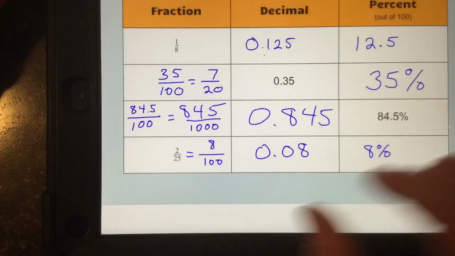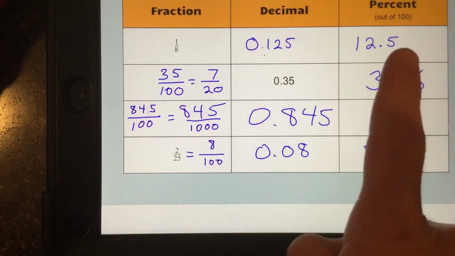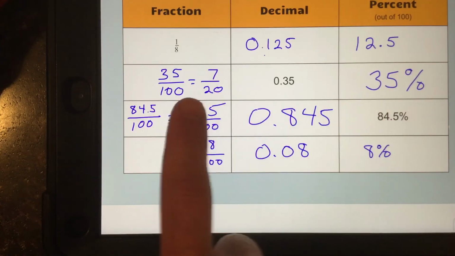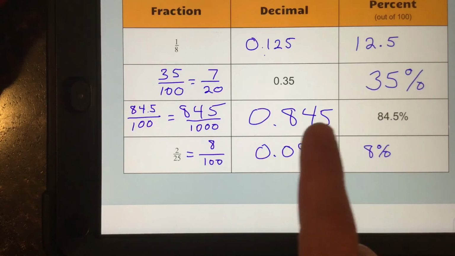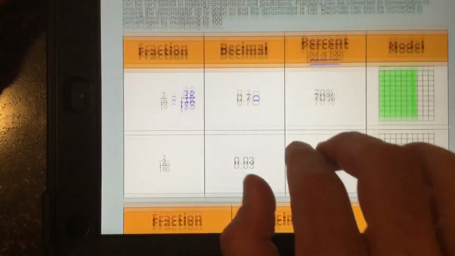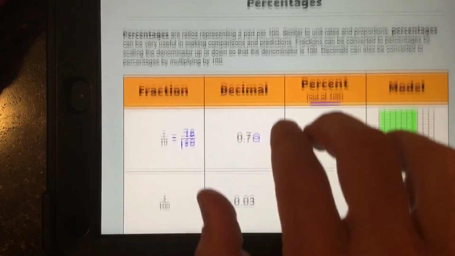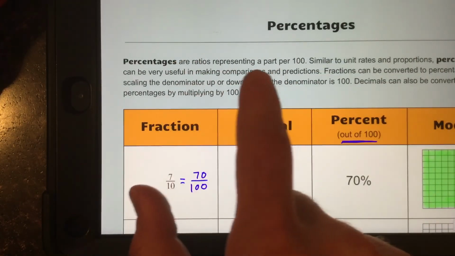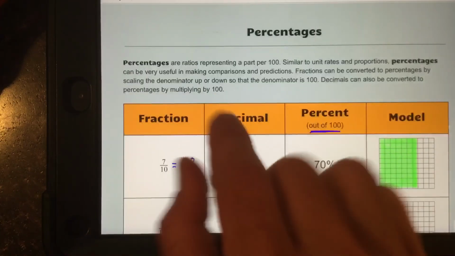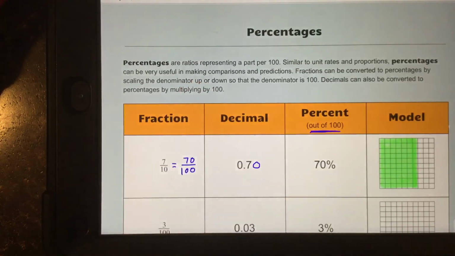All right. And that is just some examples of converting from a fraction to a decimal to a percent, or from a decimal to a fraction to a percent, or from a percent to a decimal or a fraction. And again, we can model each one of those on a 10 by 10 grid. It's going to look the same. And those percentages we're going to find in our questions and our homework are really useful. Just like unit rates and proportions, they're going to be really useful in helping us make comparisons and predictions.